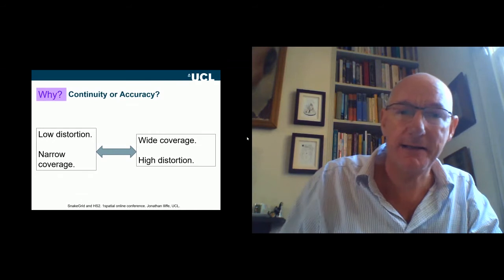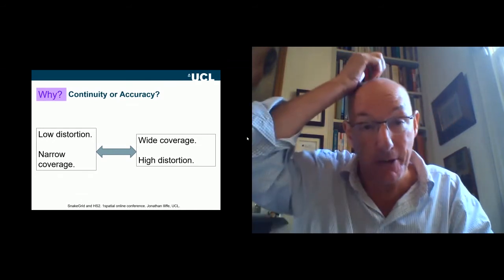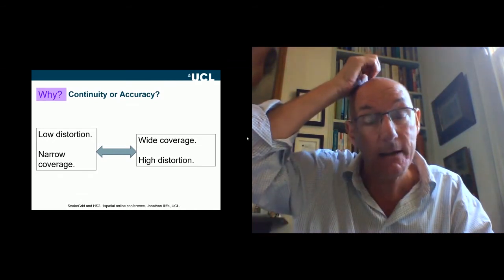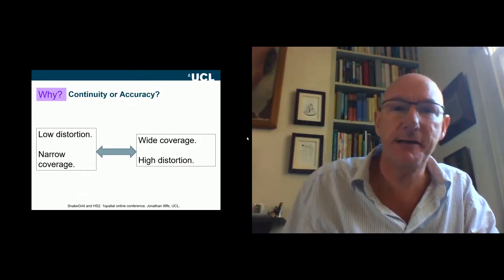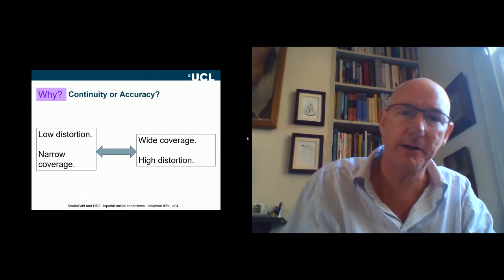So how do you do that? There's one possible approach, which is what HS1 did when it was first being constructed, and that's to introduce a kind of zonal concept.